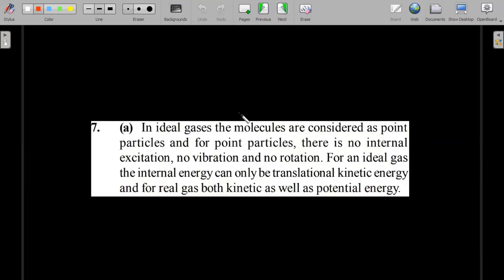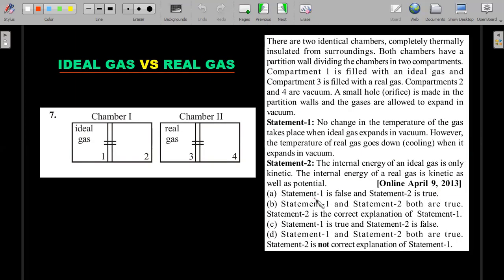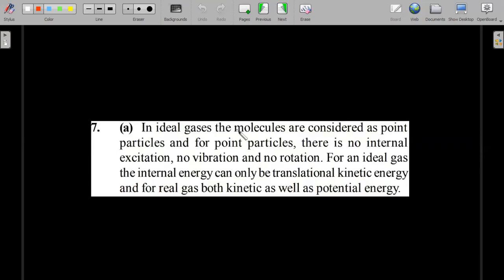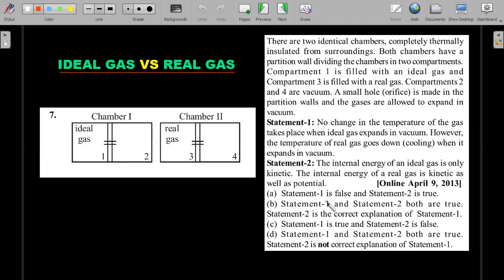So the idea is actually in this particular problem, the statement that you're given: in ideal gas, the molecules are considered as point particles, and for point particles there is no internal excitation, vibration or rotation. For an ideal gas, the internal energy can be only translational kinetic energy, but for real gas, both kinetic as well as potential energy will be considered.